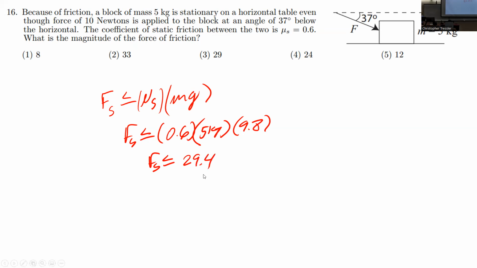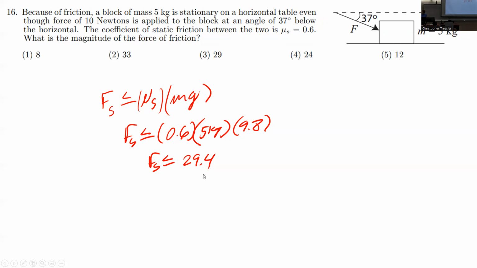Now, what if I solve this and I notice that the force being applied is more than 29.4 newtons? That would mean it would be moving, which would mean that to solve this problem we would need the coefficient of kinetic friction. Now notice that we don't have the coefficient of kinetic friction because it's not given to us. So that means we can probably assume that it's not moving, but we'll just solve it real quick.